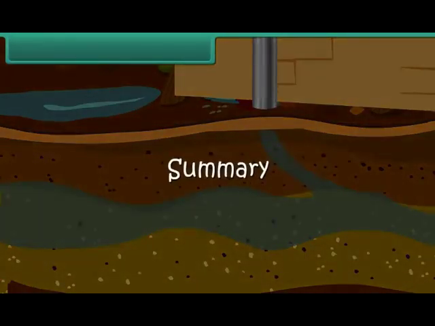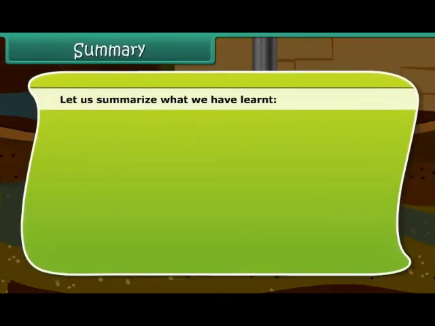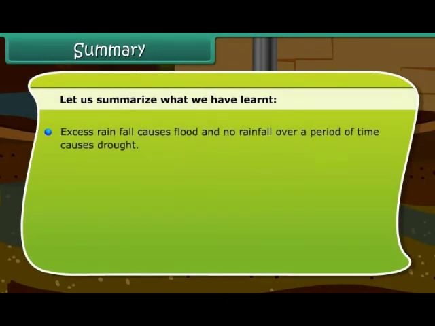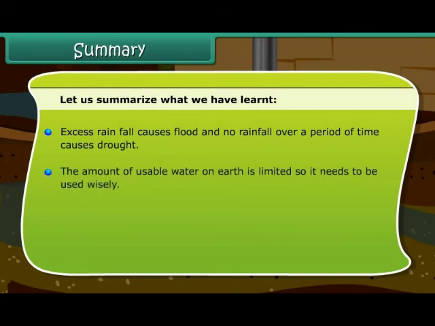Summary. Let us summarize what we have learned. Excess rainfall causes flood, and no rainfall over a period of time causes drought. The amount of usable water on Earth is limited, so it needs to be used wisely. Collecting and storing of rainwater is called rainwater harvesting.